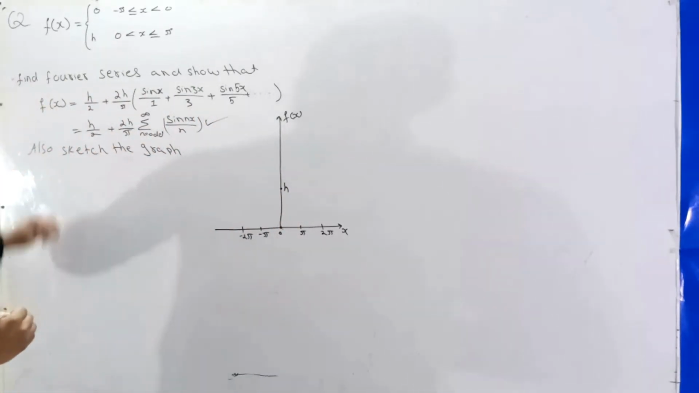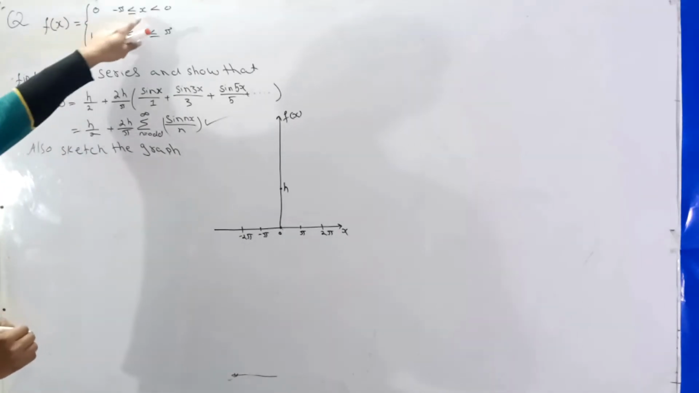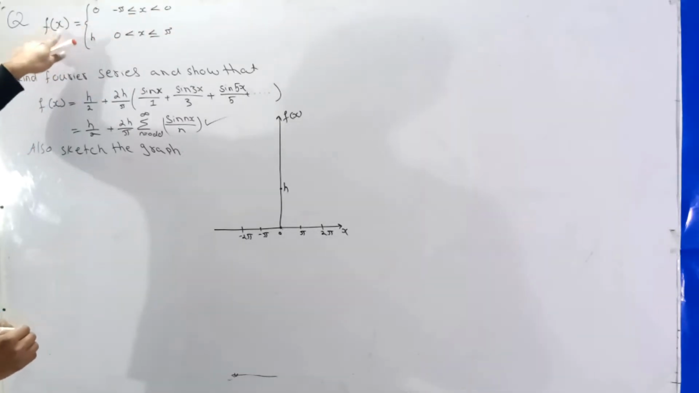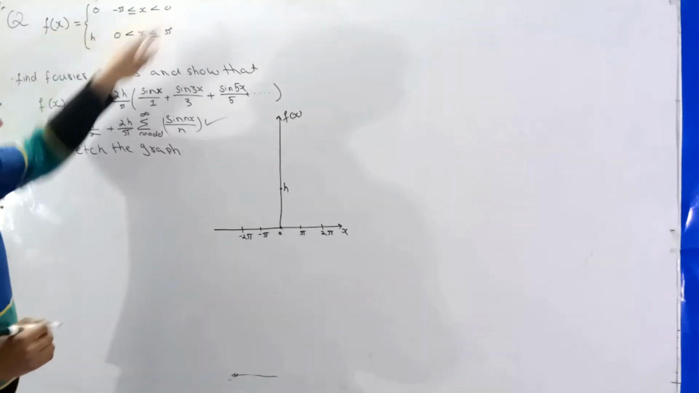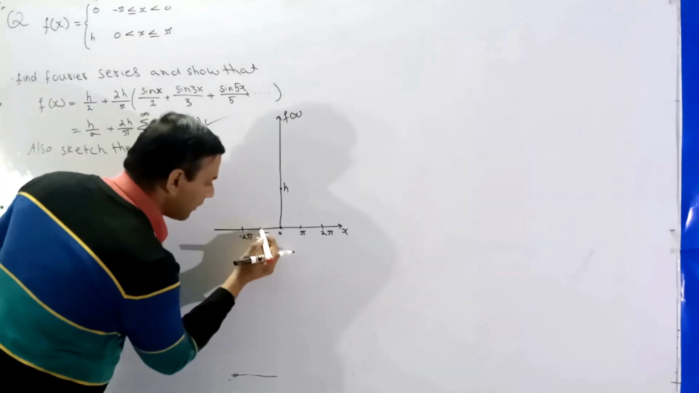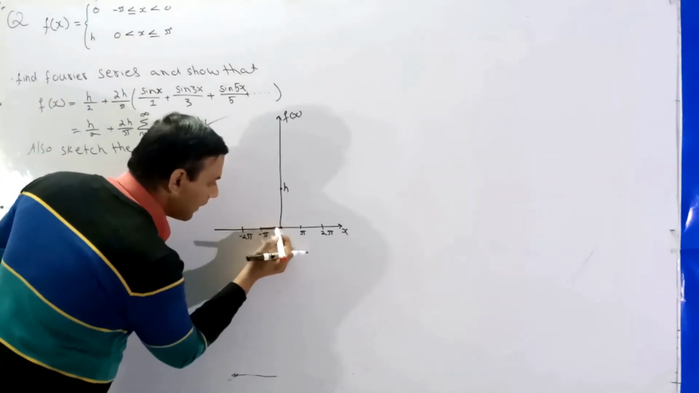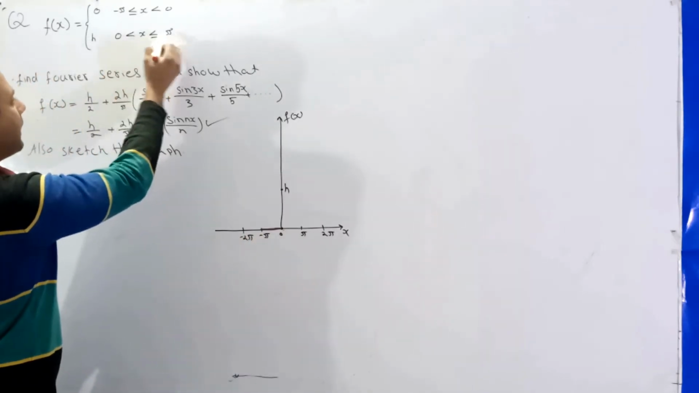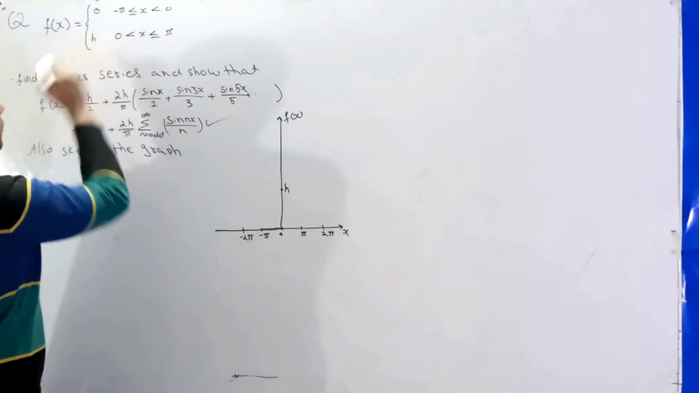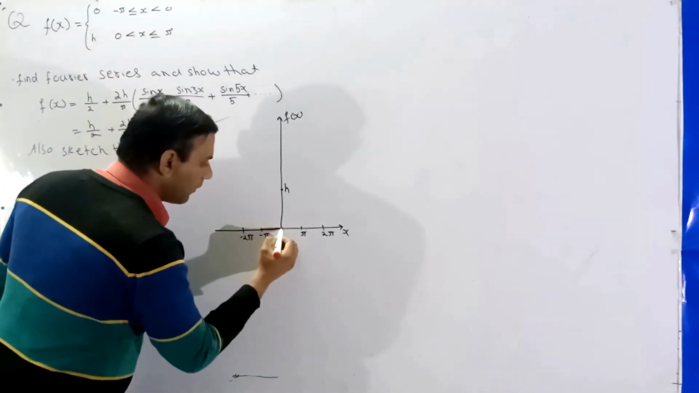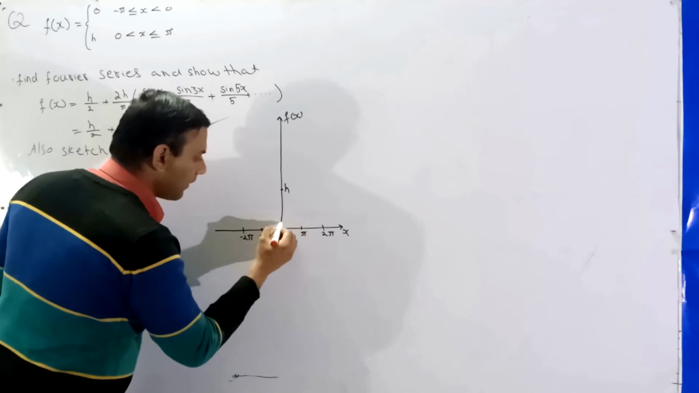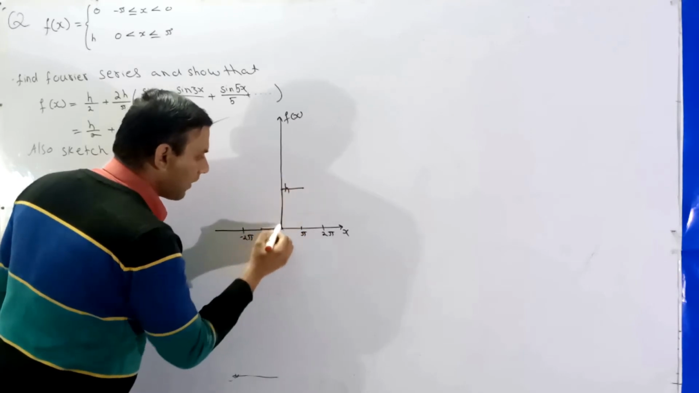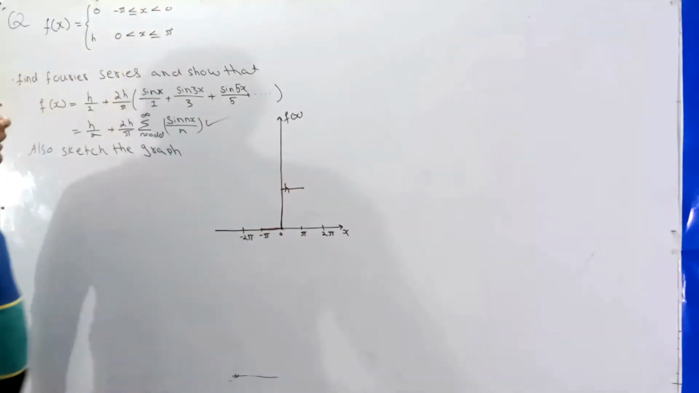And now we see that when x is from minus pi to 0, the value of f of x remains 0. And when the limit of x is between 0 to pi, the value of f of x is equal to h. It means that from 0 to pi, the value of f of x is h. This is the graph of f of x for these limits.